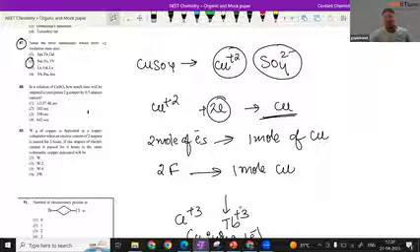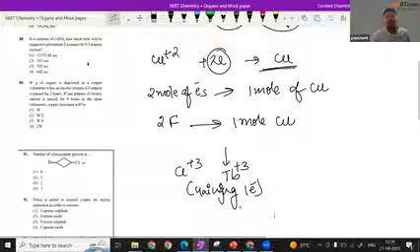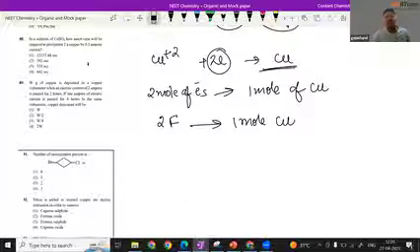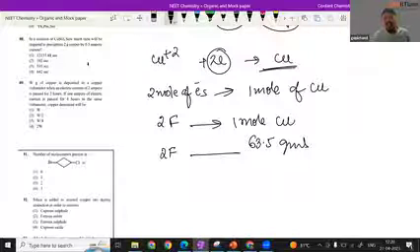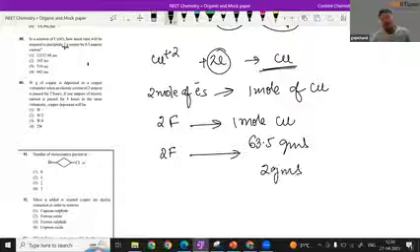Now tell me, what is the mass of 1 mole of copper? The mass of 1 mole of copper is 63.5 grams. So it is pretty clear that 2 Faraday of charge is required to produce 63.5 grams. But the question is asking about producing 2 grams of copper. So to produce 2 grams of copper, how much charge is required? That we have to find.